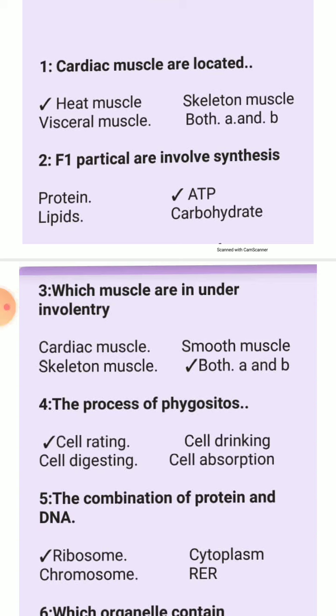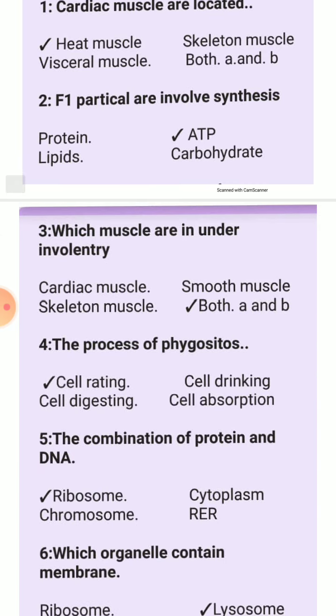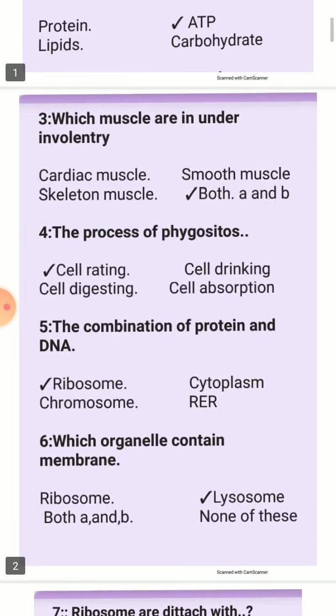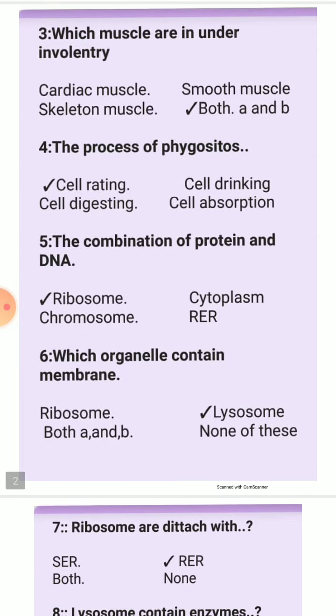Cardiac muscles are located in the heart. Actually, these are not heat muscles, these are heart muscles. F1 particles are involved in the synthesis of ATP. Which muscles are under involuntary action? Both cardiac and smooth muscles are involuntary muscles, while skeletal muscles are voluntary muscles.